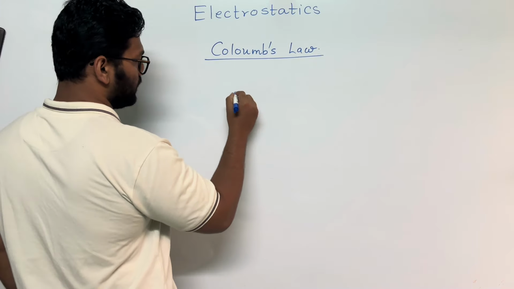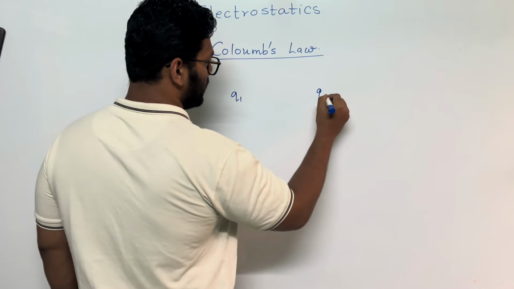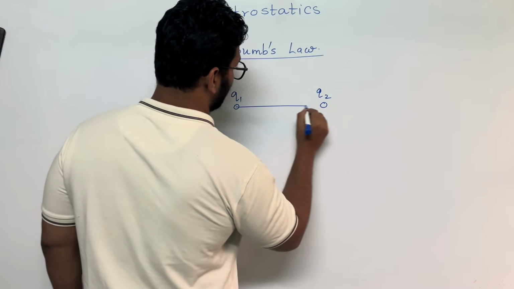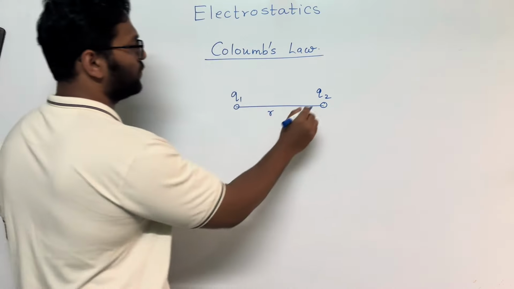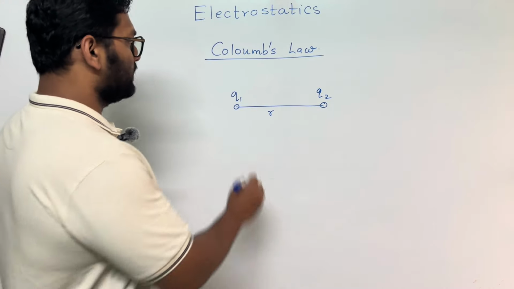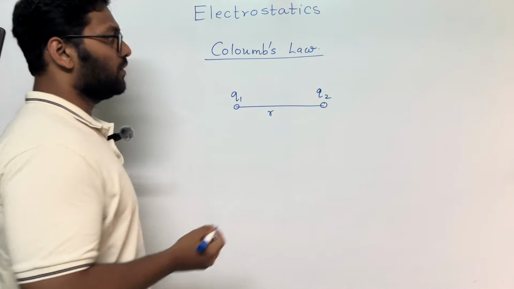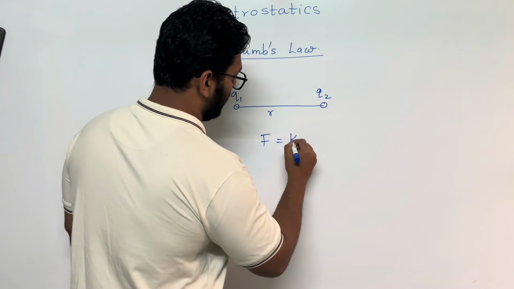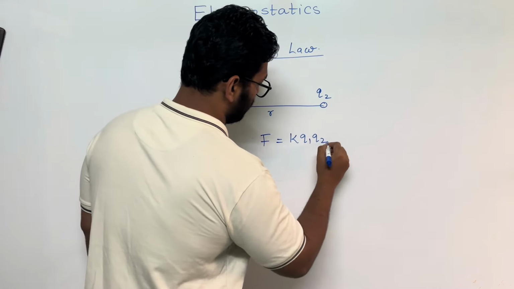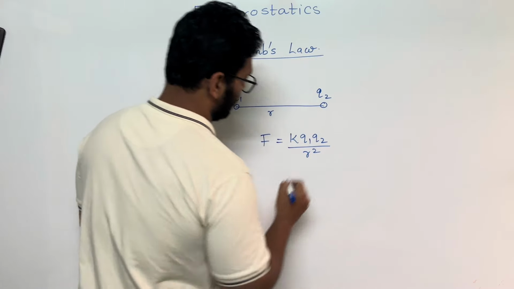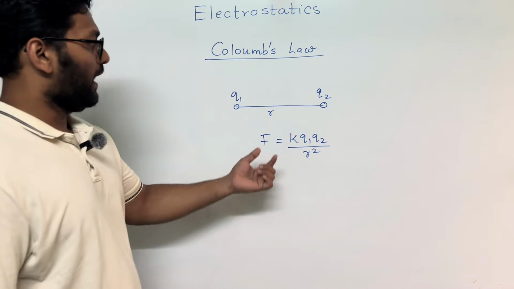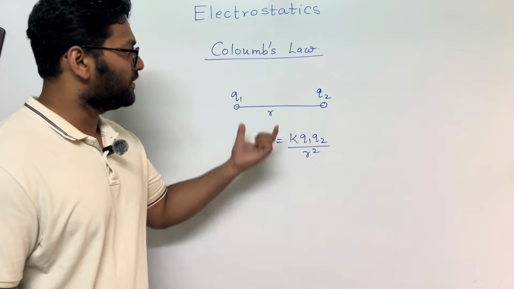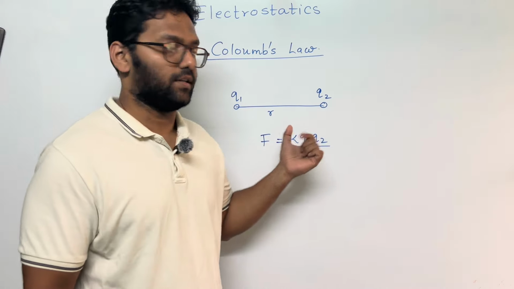Suppose I have two charges q1 and q2, and the distance between the centers of the two charges is r. Then Coulomb's law states that the force between the two charges is given by this formula: F is equal to k q1 q2 by r square, where F is the force, k is a constant, q1 and q2 are the charges, and r is the distance between the centers of these two charges.